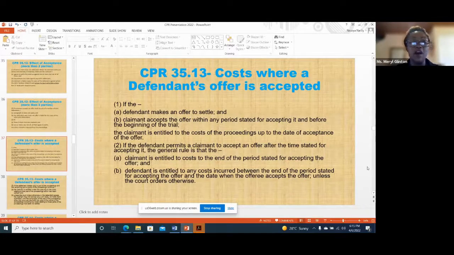Now you will see that it carves out that this is unless the court otherwise orders. Know that this part does not really limit or impede upon the court's general discretion as to costs. So there is potential for these consequences not to apply, but you will have to explain to the court why it is you would say that this general rule should not apply.